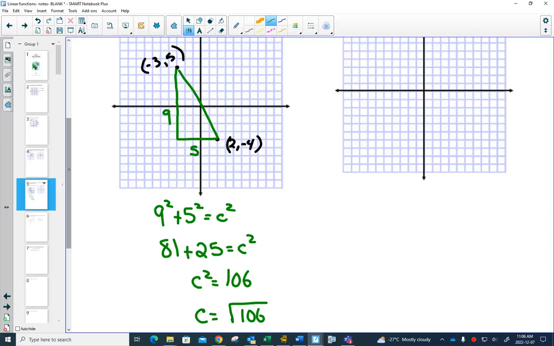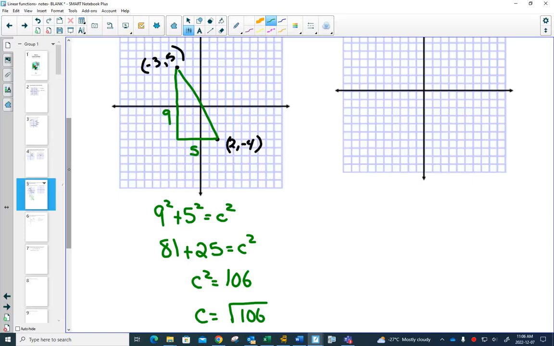And then you'd have to also check with your radical. Can you simplify that? Can 106 be divided by 4? Can it be divided by 9? Can it be divided by 16? 25. If not, then we would be done. If it could be, which unfortunately it can, then you would have to write it as a mixed radical.